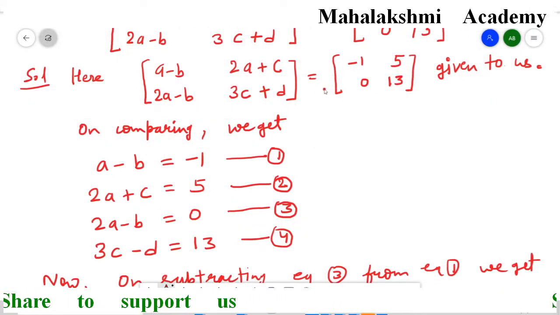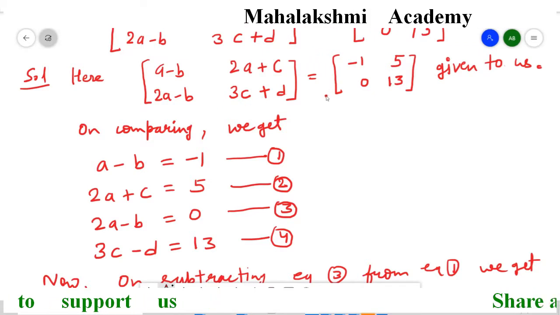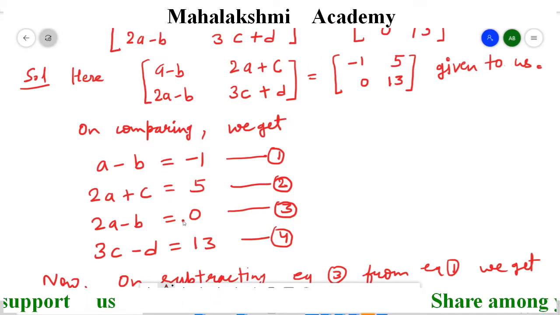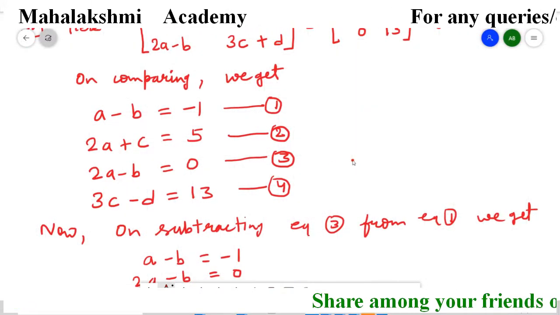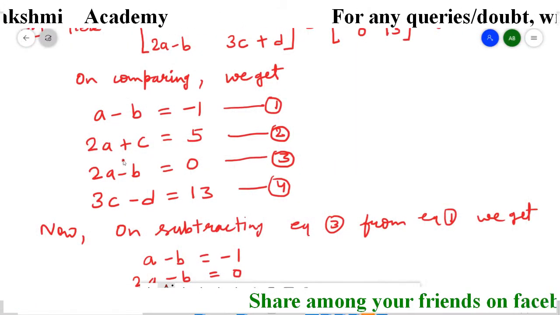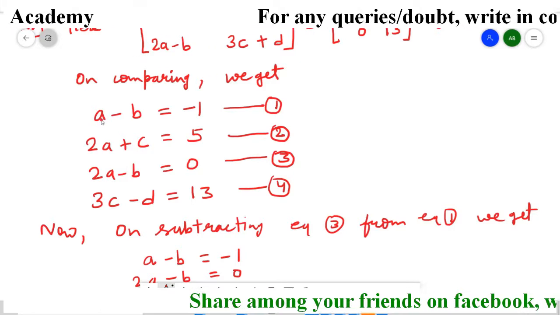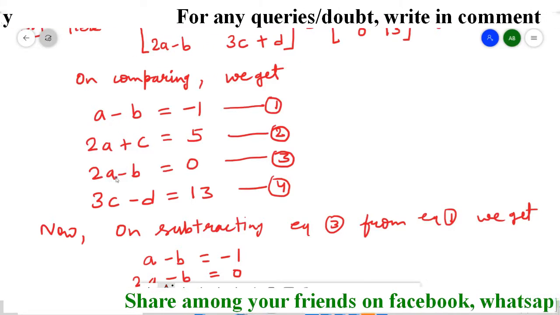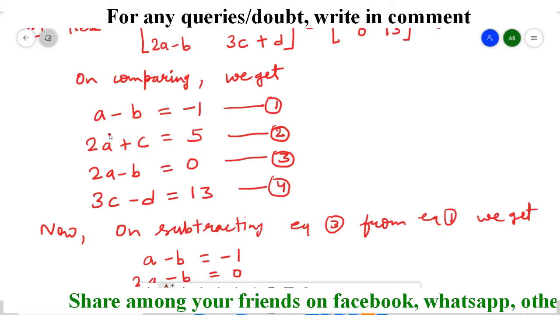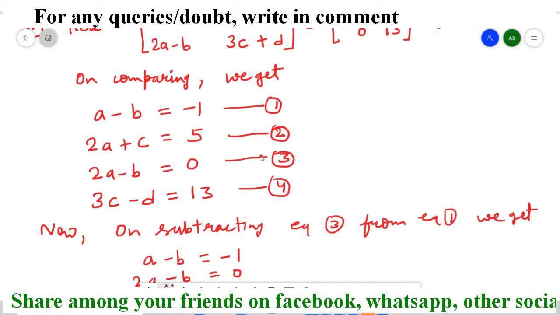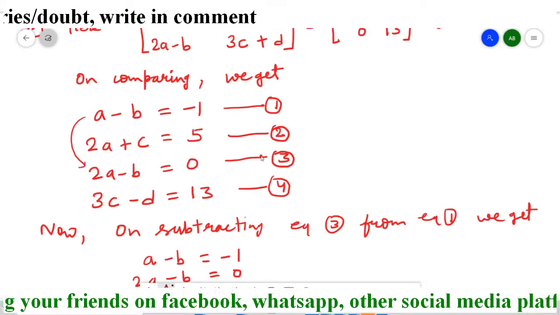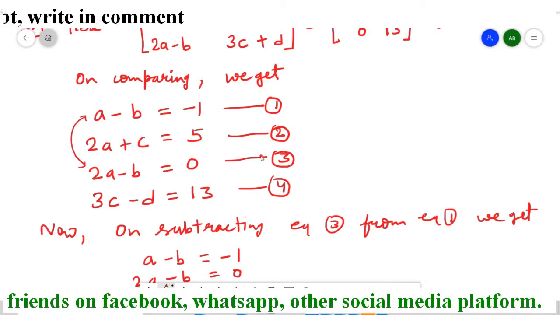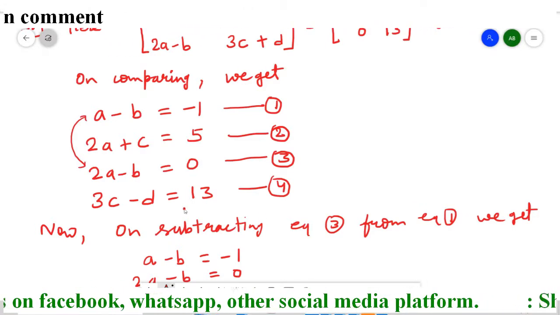Two matrices are equal when their corresponding terms are equal. By that concept we obtain the 4 equations. Now these 4 equations we have to solve simultaneously to obtain the value of the 4 variables. Here you have a minus b, and here also you have an equation in terms of a minus b. So equations first and third you just solve, because these equations have the same variables.